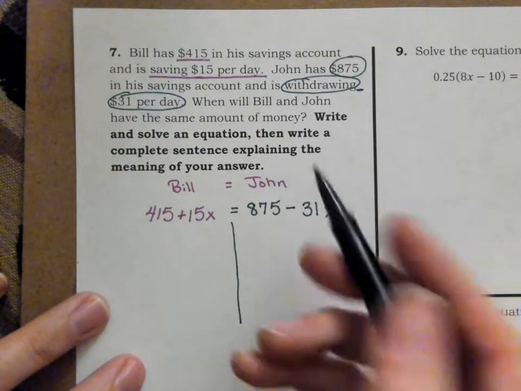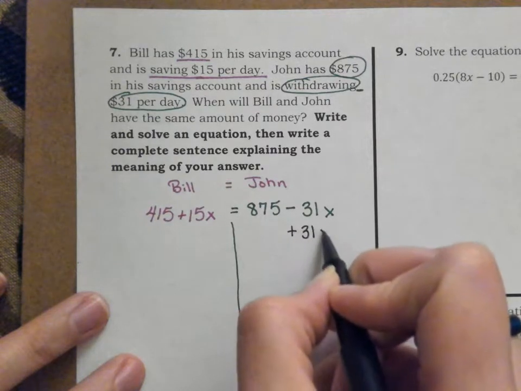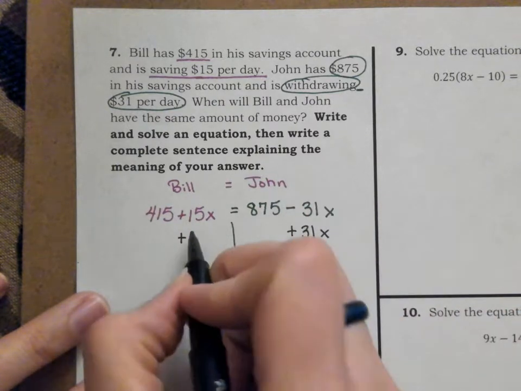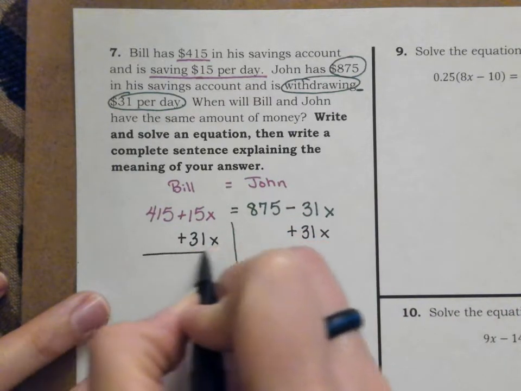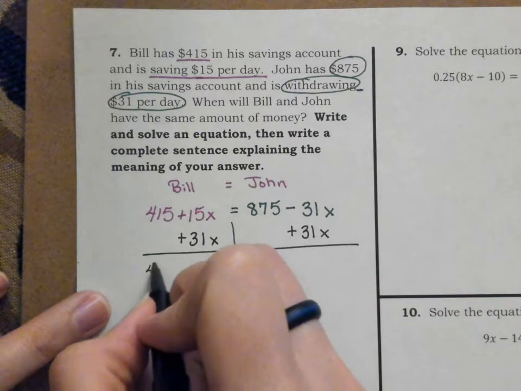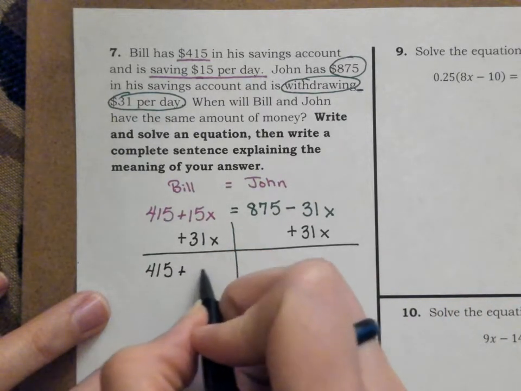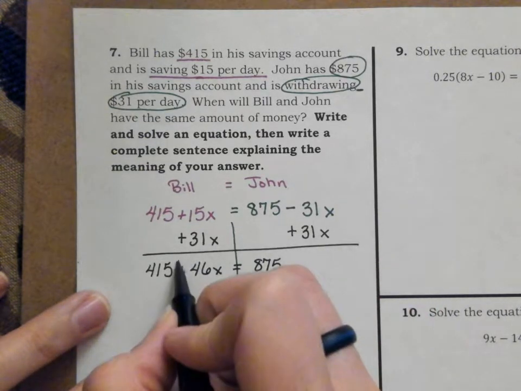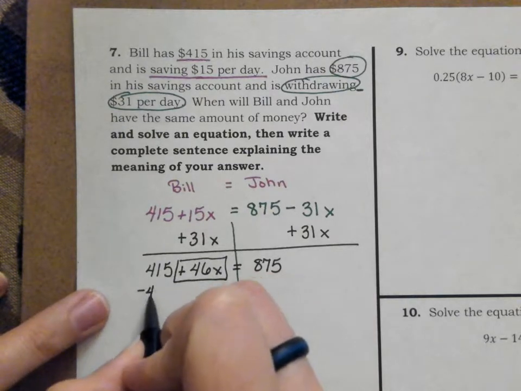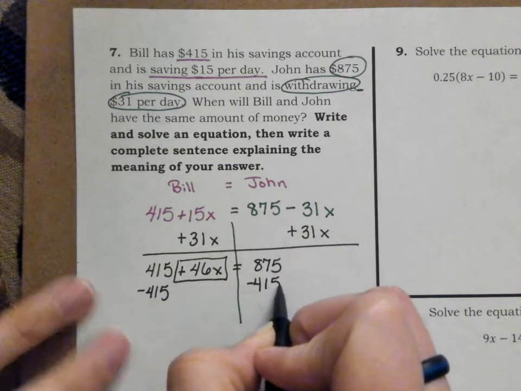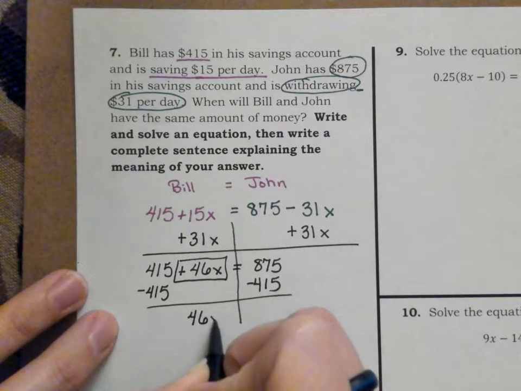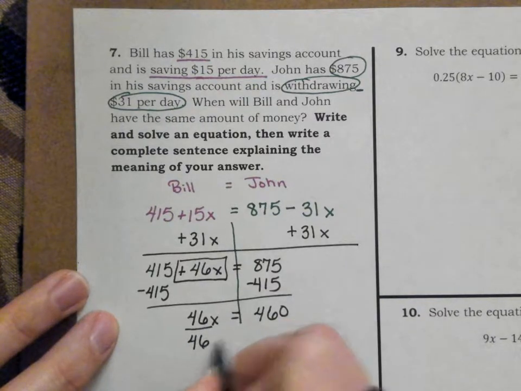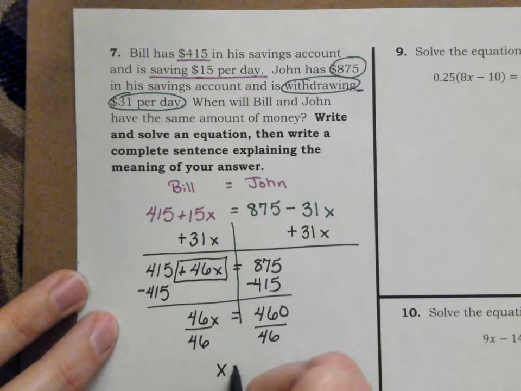Brick wall. We're going to move the variable to the left by adding. We could move the 15 to the right, but then we would end up with a bunch of negatives. So we're going to add 31x to both sides. 415 plus 46x equals 875. And now it looks like a normal two-step, minus 415 on both sides. 46x equals 460, and then we're going to divide both sides by 46. X equals 10.